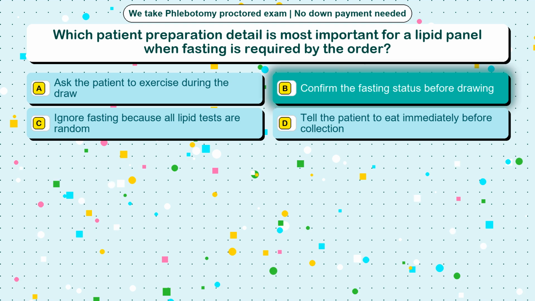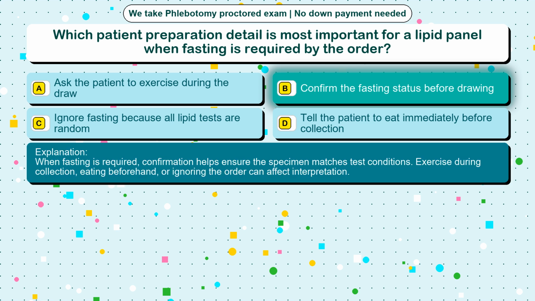The correct answer is option B. Confirm the fasting status before drawing. When fasting is required, confirmation helps ensure the specimen matches test conditions. Exercise during collection, eating beforehand, or ignoring the order can affect interpretation.